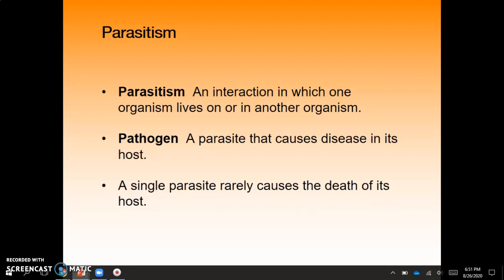Parasitism is an interaction in which one organism lives on or in another organism. Now, the key difference between predation and parasitism is that in predation, the prey is being killed and eaten. In parasitism, the parasite needs the host to stay alive in order to eat and gain nutrients. An example of this would be a tapeworm, and I actually do have a tapeworm in a jar in my classroom.